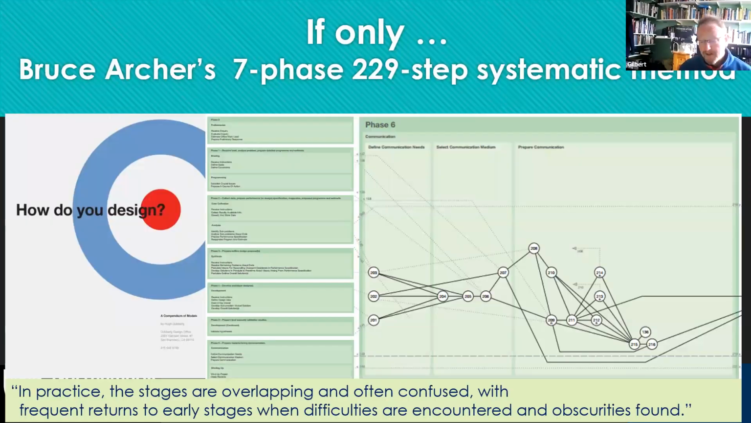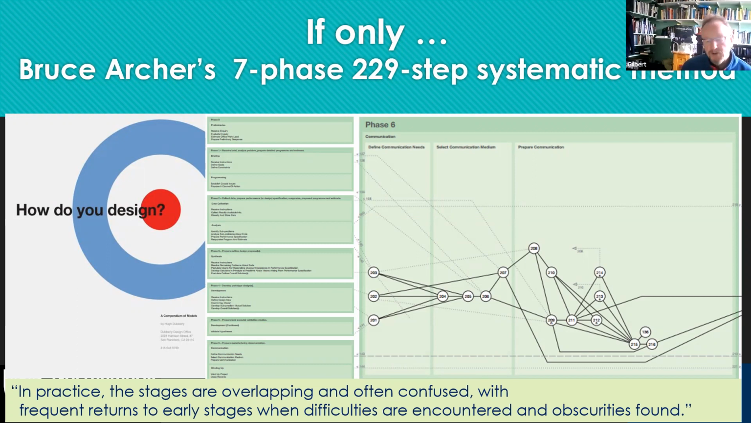Bruce Archer came up with a 7-phase, 229-step systematic method, and this is taken from Hugh Dubberly's marvelous compendium of design processes. So when anyone talks about the design process, I like to look at Hugh Dubberly's book, get it up on the screen and say, which of the 200 processes do you want? Which of the 200 processes are you talking about? And Bruce's comment is that in practice, the stages are overlapping and often confused, with frequent returns to early stages when difficulty or obscurity is found. And this is a standard get-out on all box and arrow diagrams of processes.